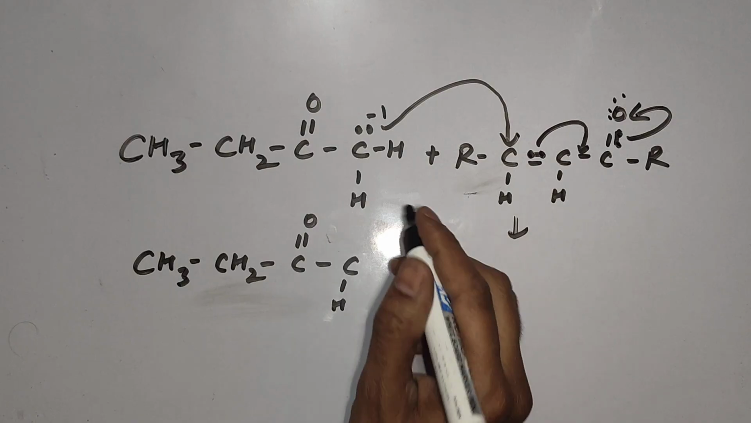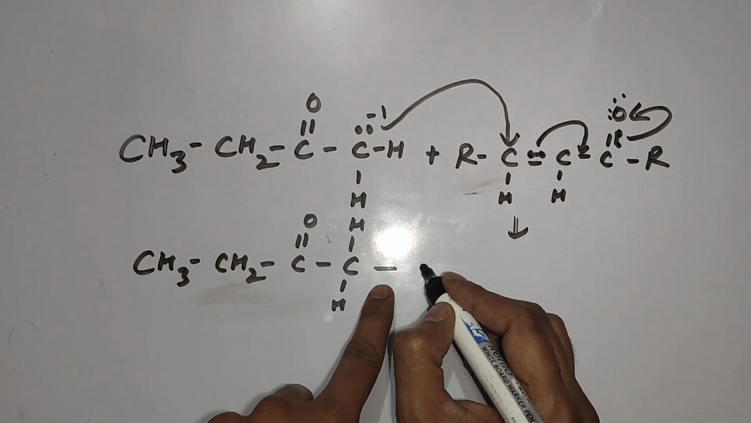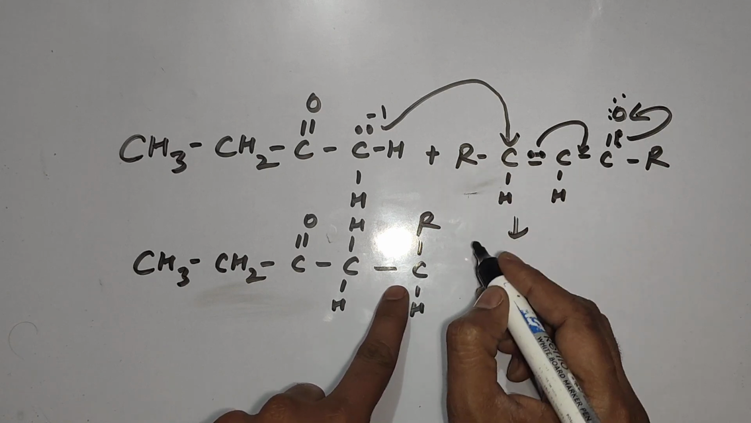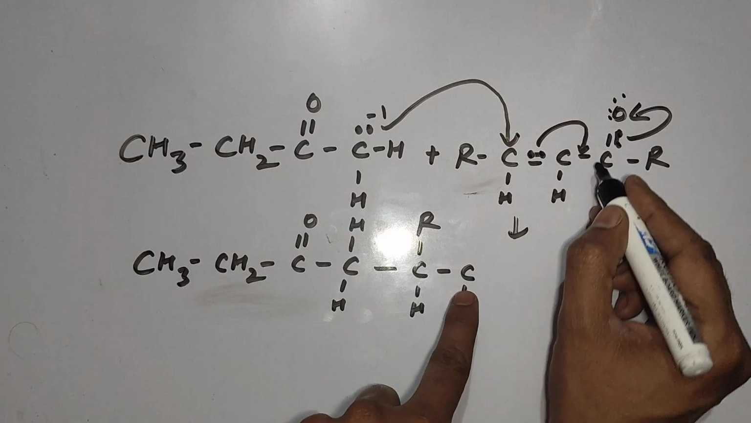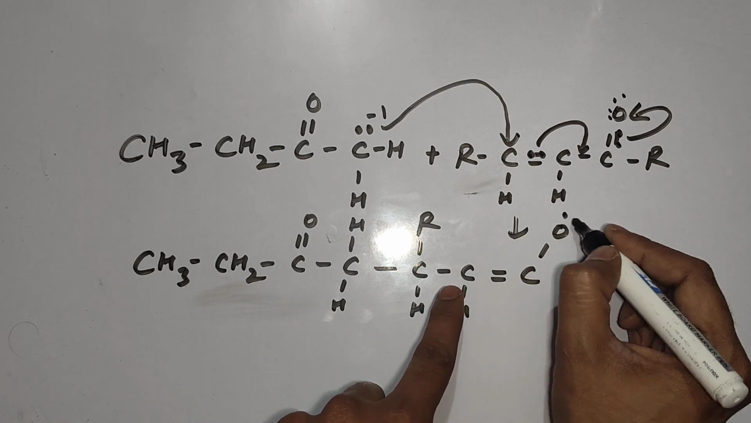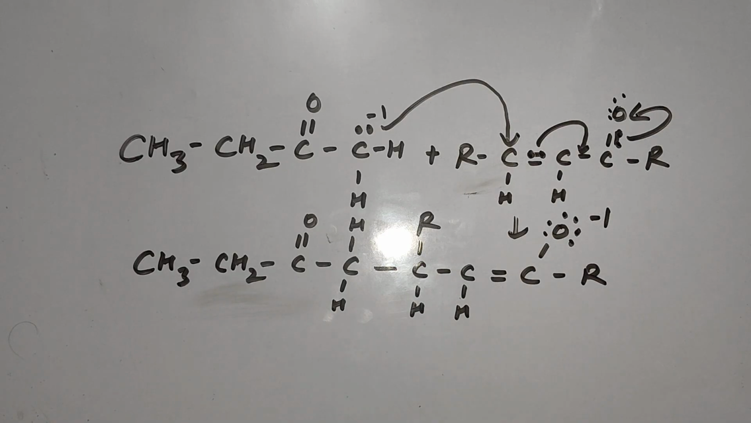Please be careful and check carefully. This R I am writing here now. These pi electrons are shifted there. Now the double bond will come between this carbon and oxygen, which will now have a negative charge, and R. This one.